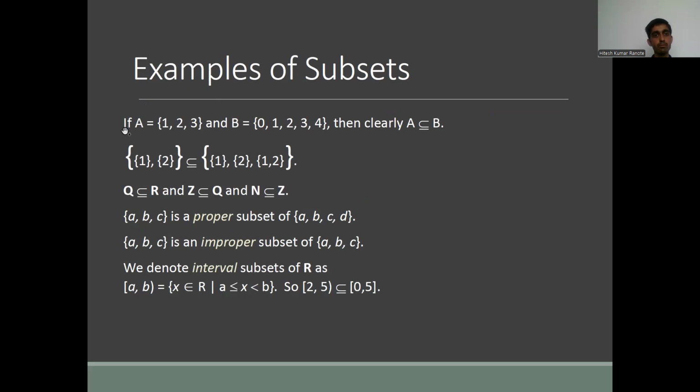Example of subset. If we have set A equal to {1, 2, 3} and B equal to {0, 1, 2, 3, 4}, then clearly B contains A. The set {1, 2} contains 1, 2. The set of rational numbers contains the set of integers, and the set of real numbers contains the set of rational numbers. ABC is a proper subset of ABCD, and ABC is an improper subset of ABC.